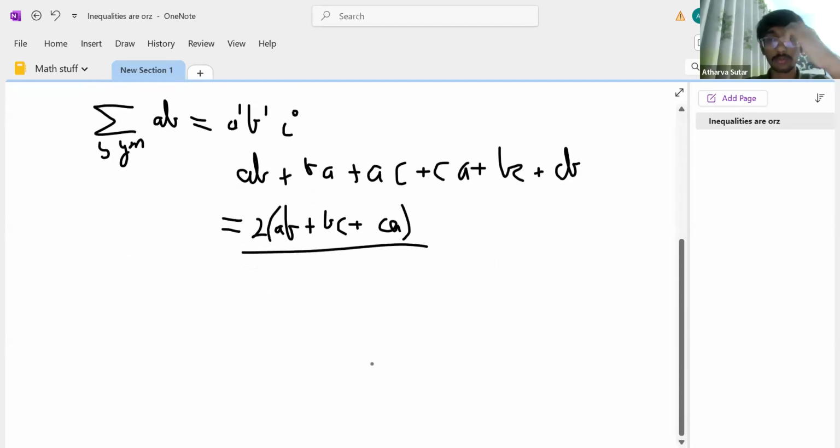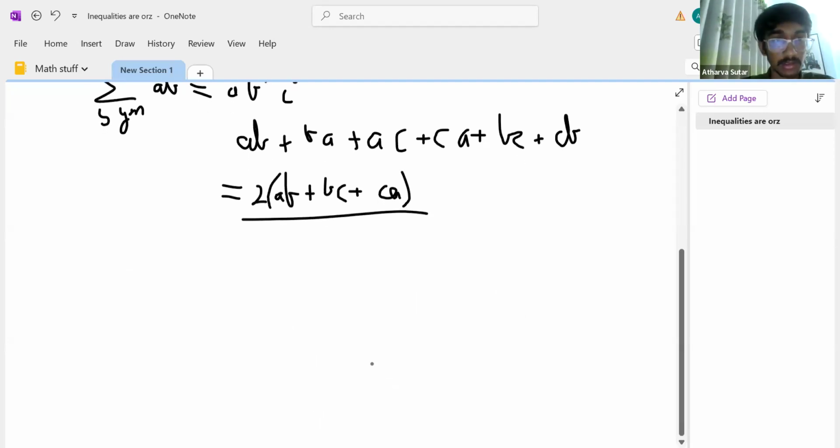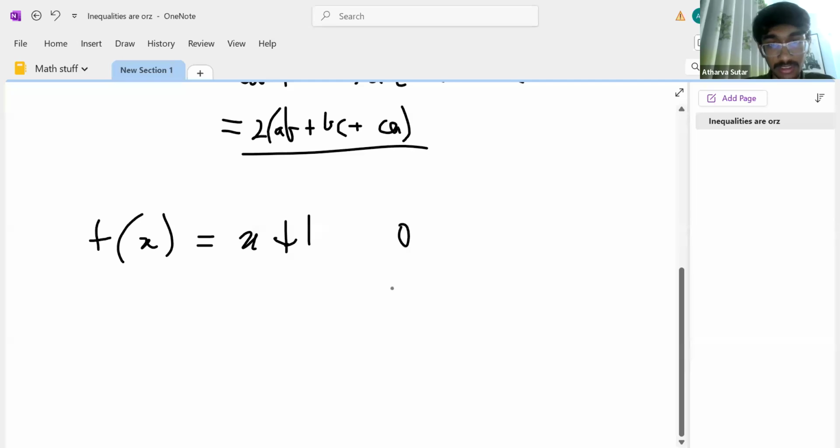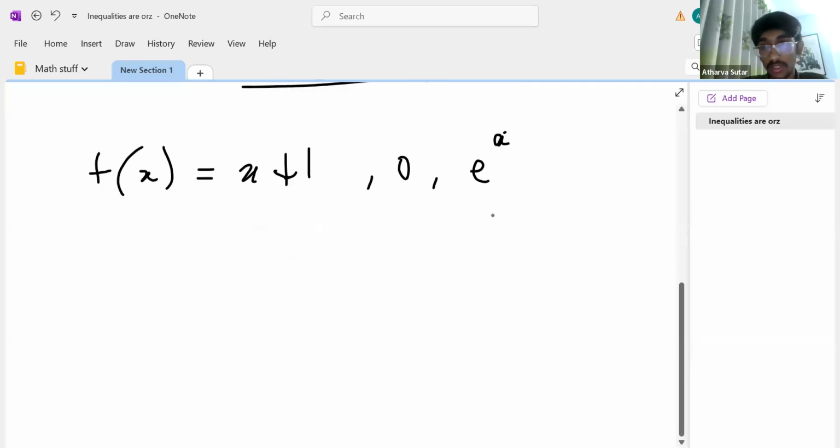Okay. So now we'll move on to convex and concave functions. A function on x can be defined as anything you want in terms of x. For example, f of x could be x plus 1. It could be 0, which is a constant function. Or it could be e to the x, or anything basically. To define a function as convex or concave, we have to differentiate it, like we have to double differentiate it. So you guys know a bit of basic differentiation, right? Or you can read the PDF that I shared in case you don't.